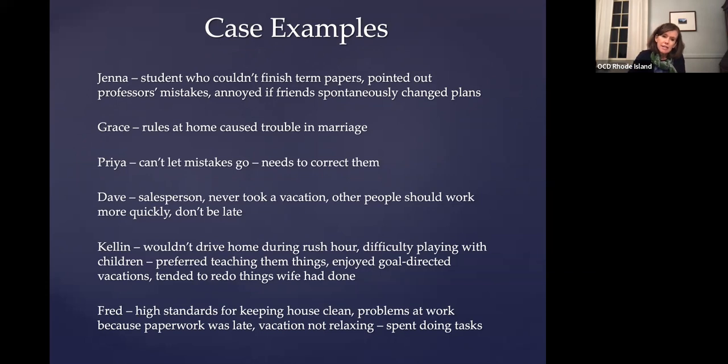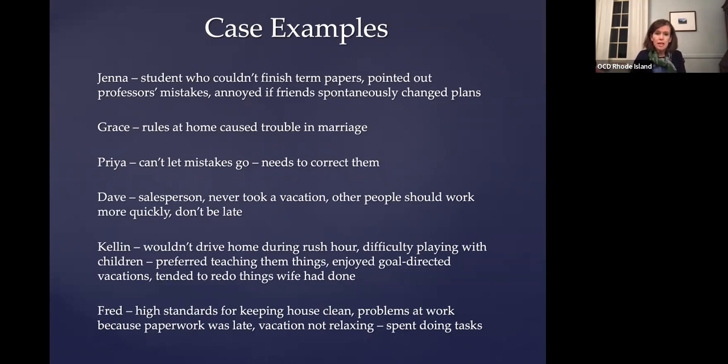Another case example was Priya. Priya also came to me at the urging of her partner. She also had a very clear sense of how things should be done at home and at work. And when people made mistakes, she had difficulty letting it go. This is a very common pattern. Even when the person's behavior doesn't have a big impact on you, it can be hard not to set the record straight if you see that they've made a mistake.